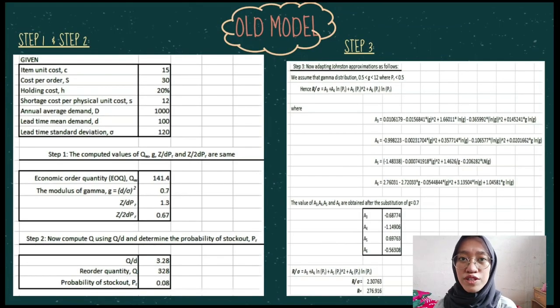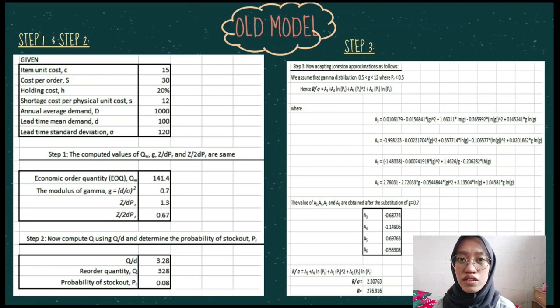Next, for our model, first we compute the economic order quantity EOQ using the formula given and get 141.4. The modulus of gamma known as T, which is D over sigma to the power of 2, and we got 0.7. Our group got the value of Z over D P R based on approximation by reference paper number 1.